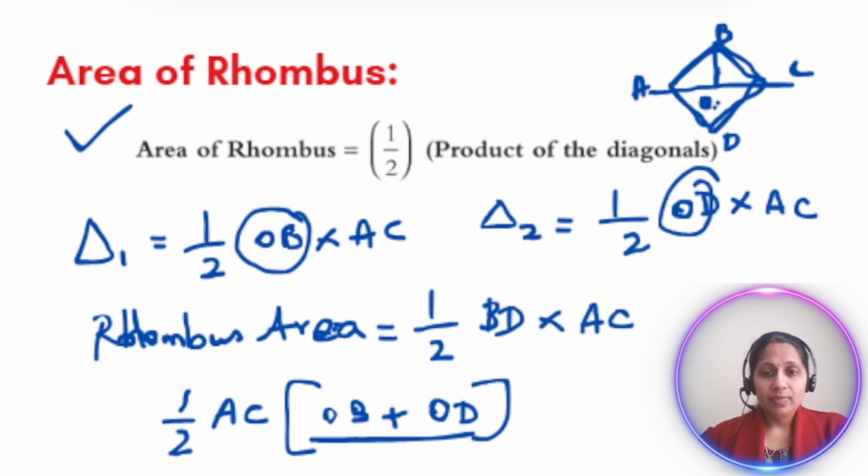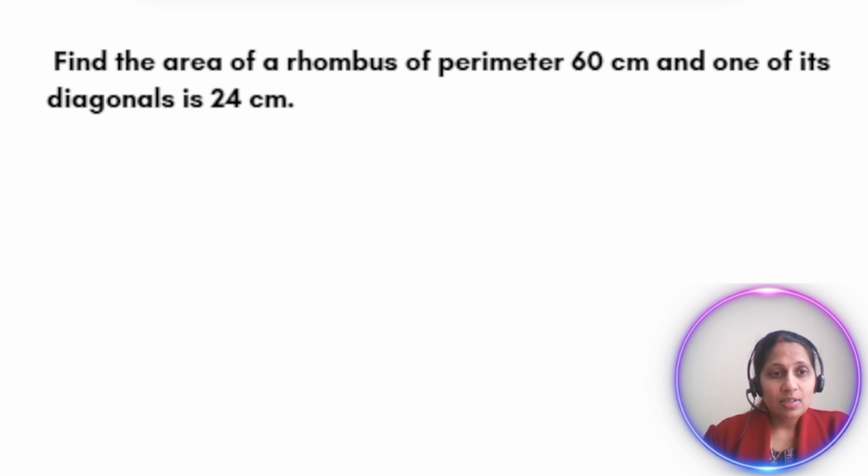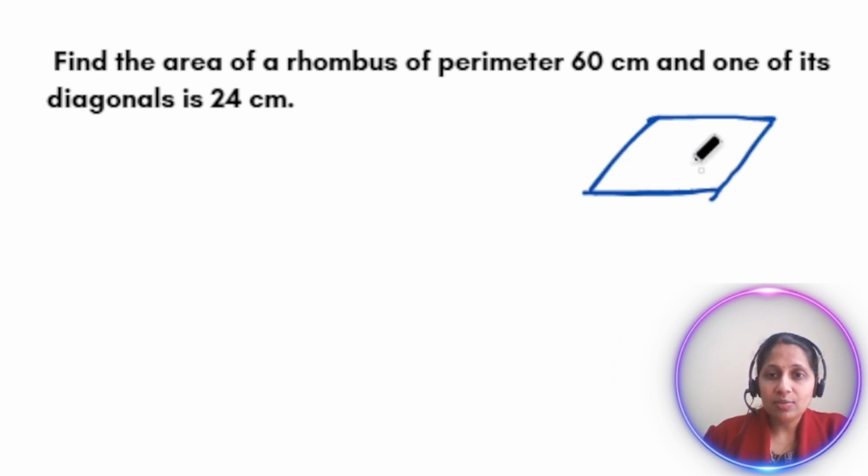So let's discuss a problem on rhombus. Find the area of a rhombus of perimeter 60 centimeter and one of its diagonals is 24. Let's draw a rhombus. Assume this is a rhombus and these are the two diagonals. So A, B, C, D. Let's assume that this is O, the center.